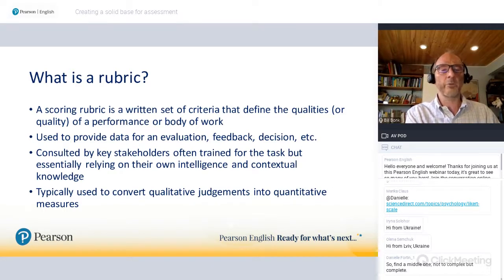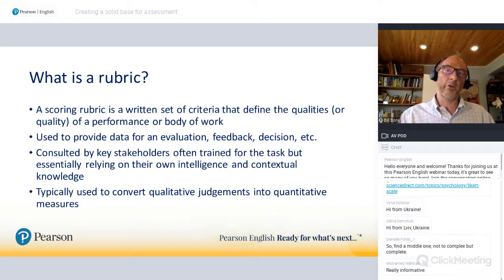But for me, a scoring rubric is a written set of criteria that define the qualities or the quality of a performance or a body of work. So it's written, it's criteria, and it defines certain characteristics or qualities. And I wrote "or quality" because it could be an evaluation where you're saying whether something is good or good enough or excellent or poor. And it's based on a performance or a body of work. So it could be a single session, a 15-minute observation, or it could be an observation done over many occasions or a whole portfolio of work.